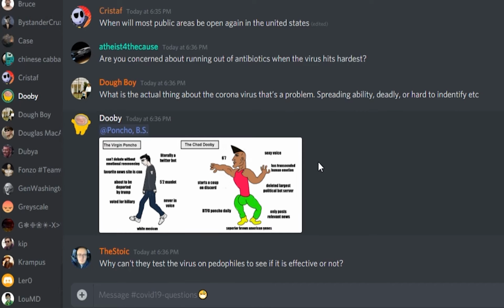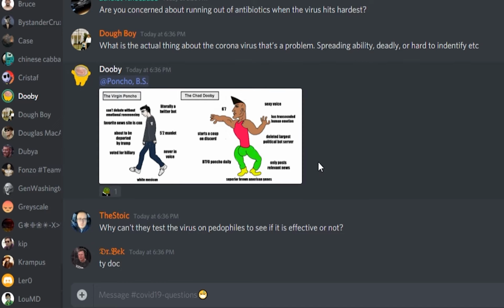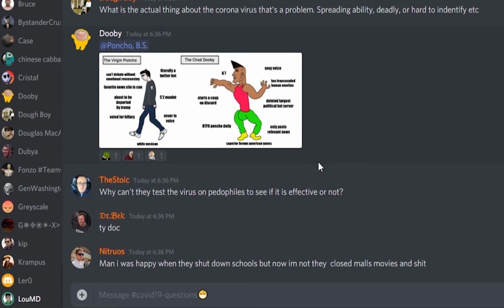Next question, let's go with this. Atheist wants to know if cats and dogs can get the coronavirus. No, the WHO confirmed a few days ago that cats and dogs can't get it. It is zoonotic. It originated from either pangolins or bats, but I don't think they said cats and dogs can't get it.